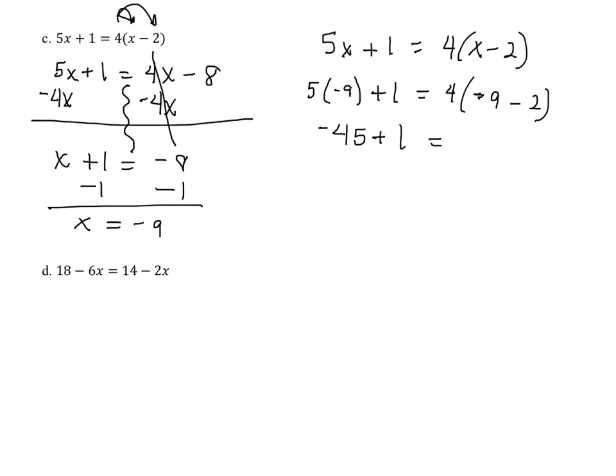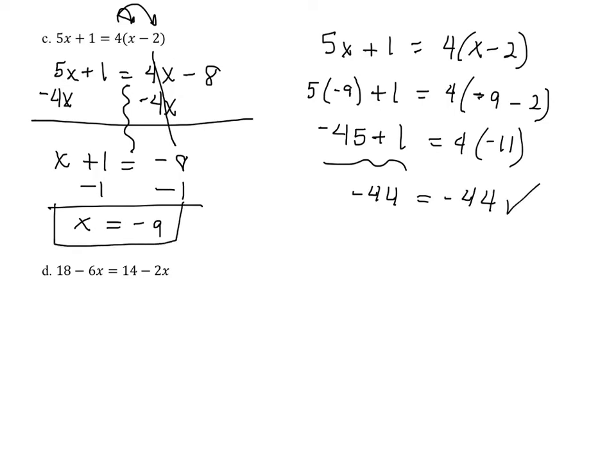Now, in here, I don't have to do the distribution. I can just do that operation. I owe you 9, I owe you 2. You better believe I owe you 11. And now the left-hand side becomes a negative 44. Negative 44. I am golden. Good. So done. My answer is x is equal to negative 9. And I've shown that it did indeed check.